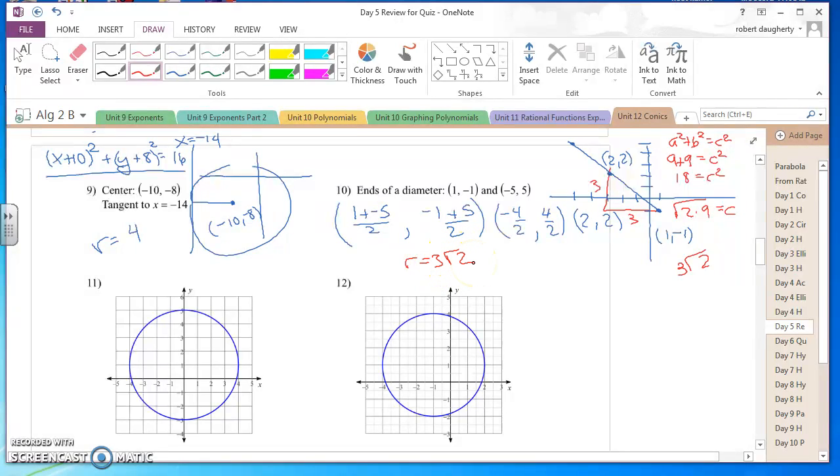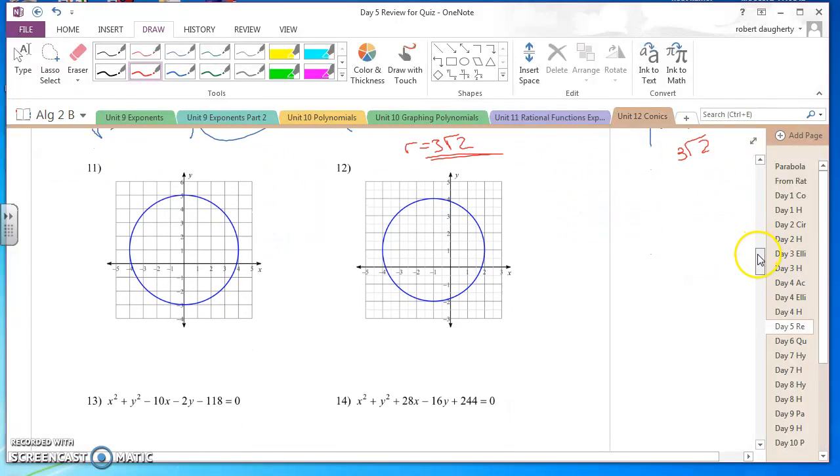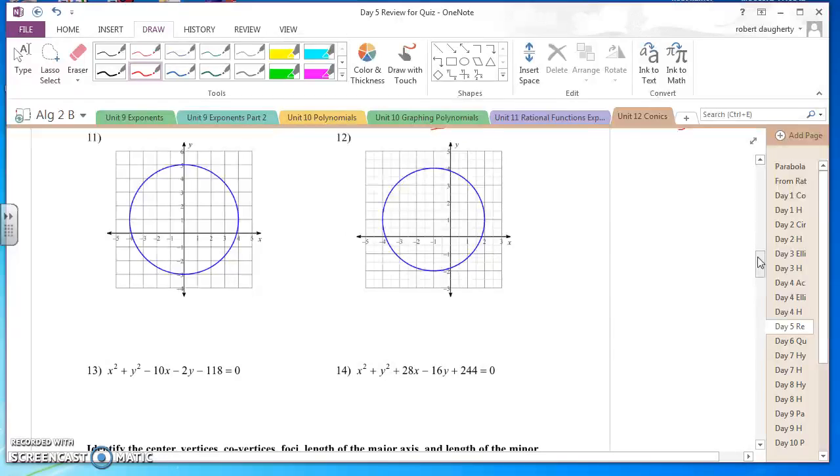And the center is at -2, 2. So if I look at this, then I have x plus 2 squared plus y minus 2 squared equals, what is 3 root 2 squared? That's going to be 18. That's 9 times 2. So that's the equation of this particular circle. We haven't seen one like that. It's doubtful you're going to see one that looks like that on the quiz.